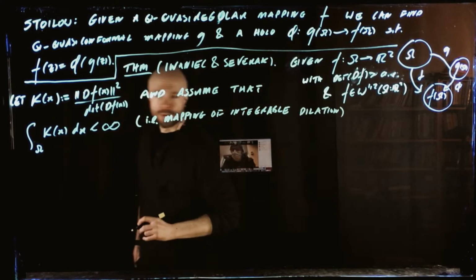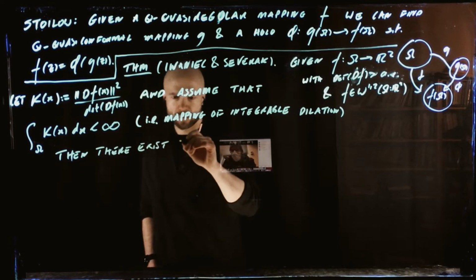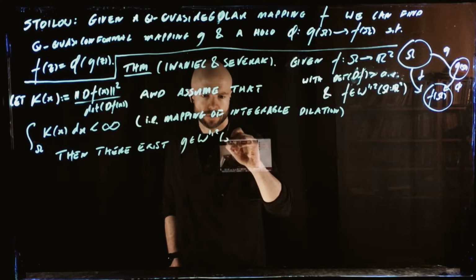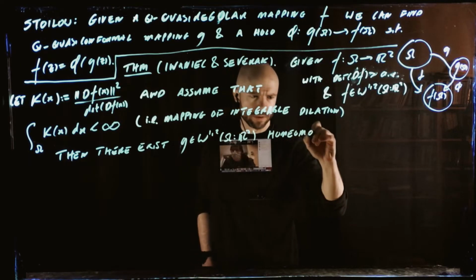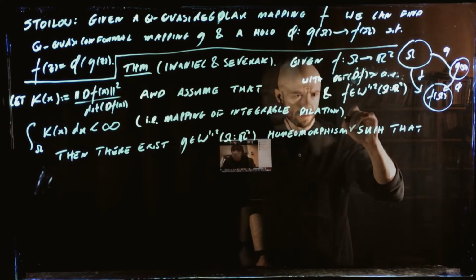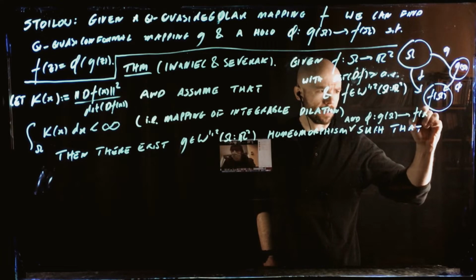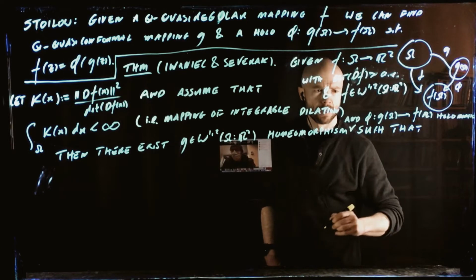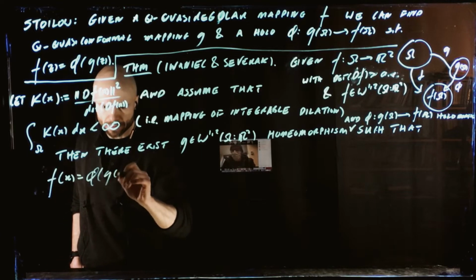Then there exists a homeomorphism G, belonging to W12, from omega into R2, such that the same decomposition holds: phi from G of omega into F of omega holomorphic, such that we have that F of x is equal to phi of G of x, like this.